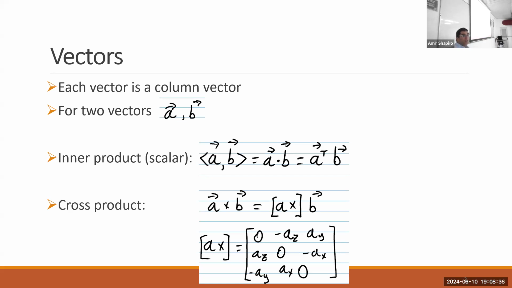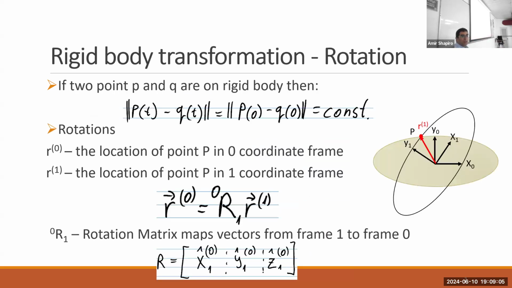And then we have the cross product, A cross B. Sometimes we write this as the matrix A cross times the vector B. And the matrix A cross is simply this matrix. When we multiply this matrix by the column vector B, we get the cross product.